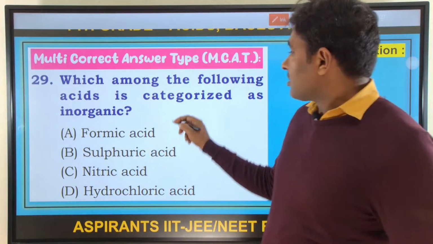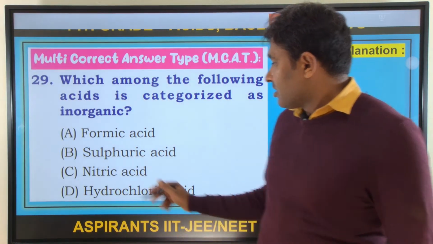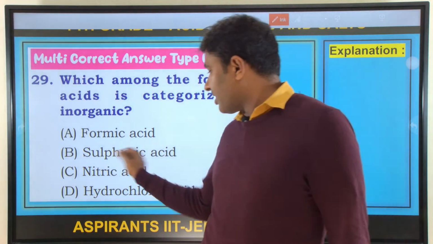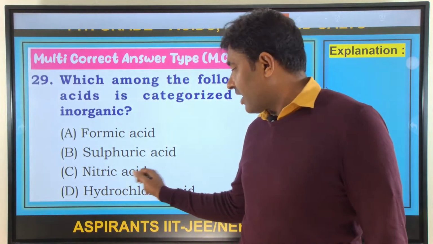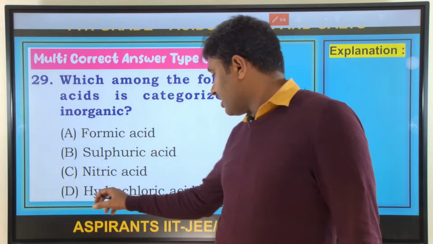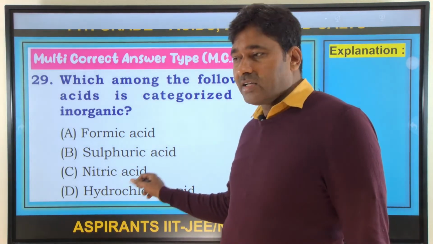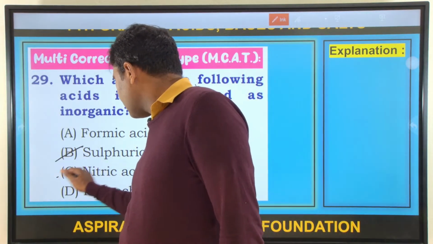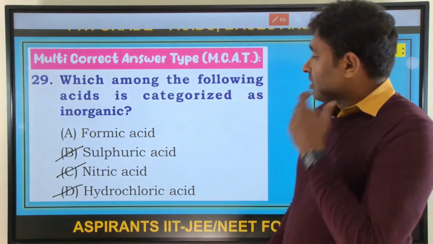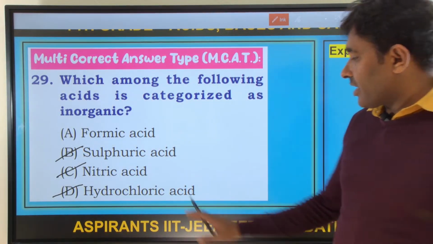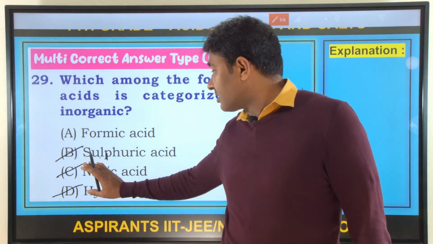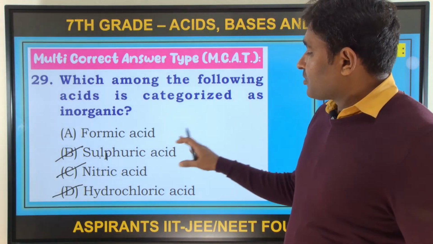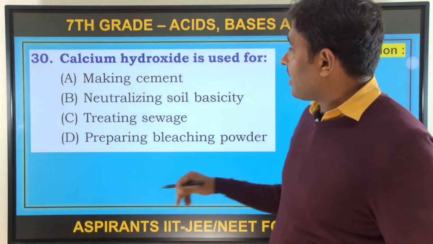Now, among these, we need to find out the inorganic acids. See here, formic acid is the organic acid. Sulfuric acid is the mineral acid, nothing but inorganic acid. Nitric acid is the mineral acid, means inorganic acid. Hydrochloric acid is the inorganic acid, nothing but mineral acid. So our options are B, C, D. B, C, D are sulfuric acid, nitric acid, hydrochloric acid. These are the inorganic acids. Formic acid is the organic acid. Okay, so our correct option is B, C, D. Now we go to the next slide.